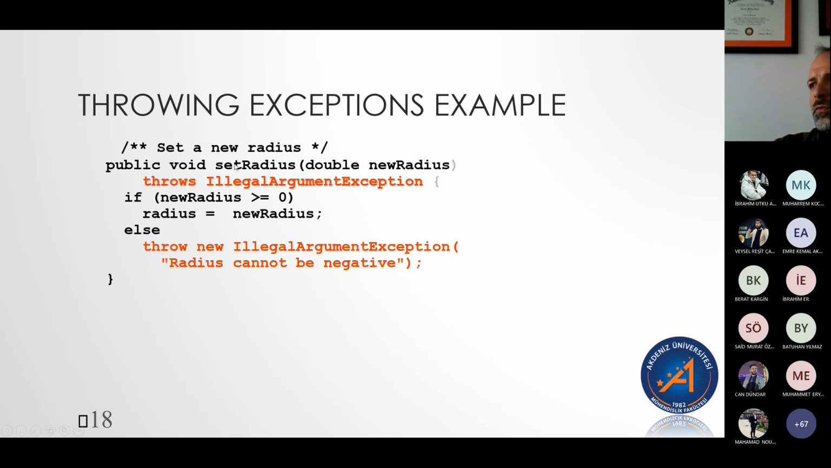So let's take a look at an example of throwing an exception here. Now you can set the radius value. We talked about this using the set radius.